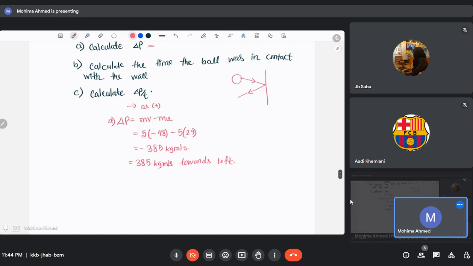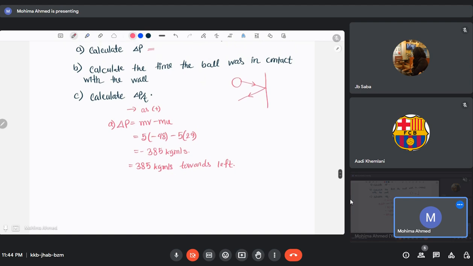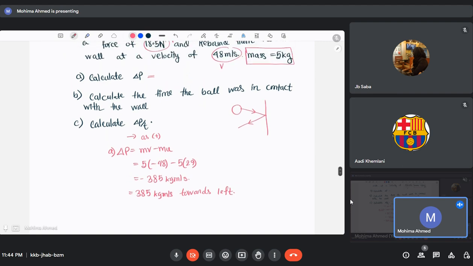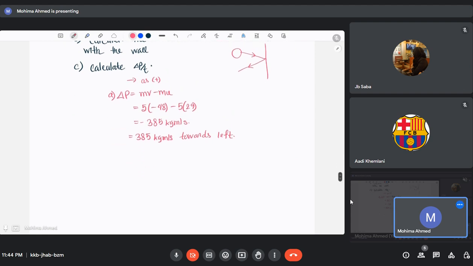The final value came out negative. It means that the final momentum was acting in the opposite direction. It means that if we are taking direction towards right as positive, your final momentum was greater in the left side, after the rebound. So now they want you to find out the value for B. So now B, it's quite easy.